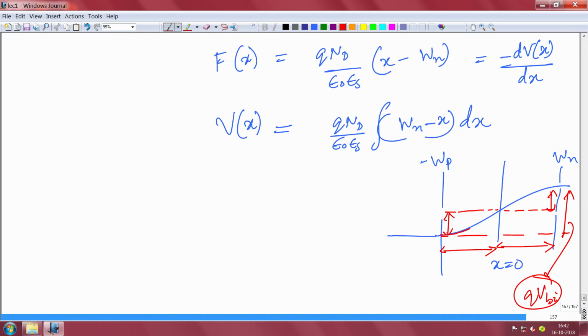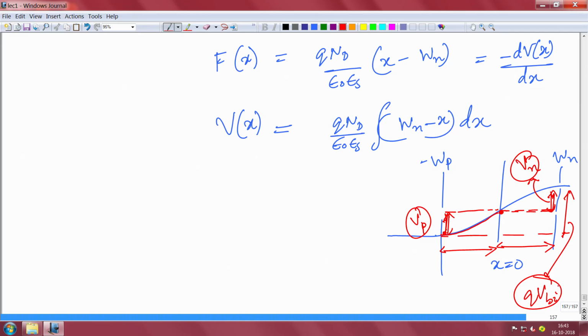The potential that is dropping on the p side, I will say this is V_p, and the potential that is dropping on the n side with respect to the x equal to 0 point, I will say is V_n. So the potential drop on this side and the potential drop on this side will add up to the total built-in potential.